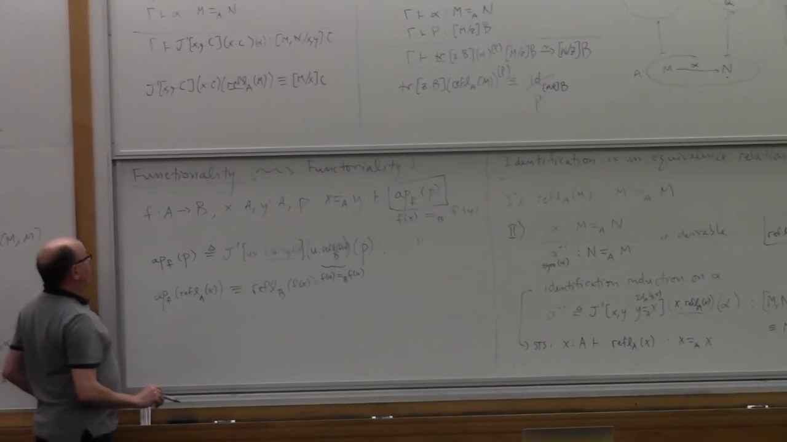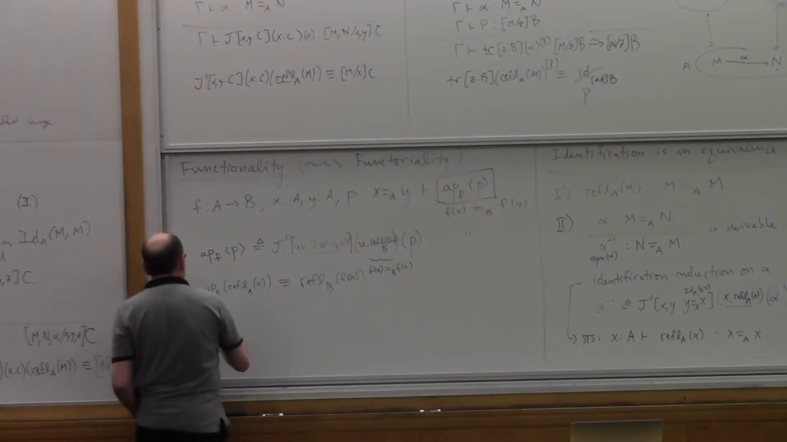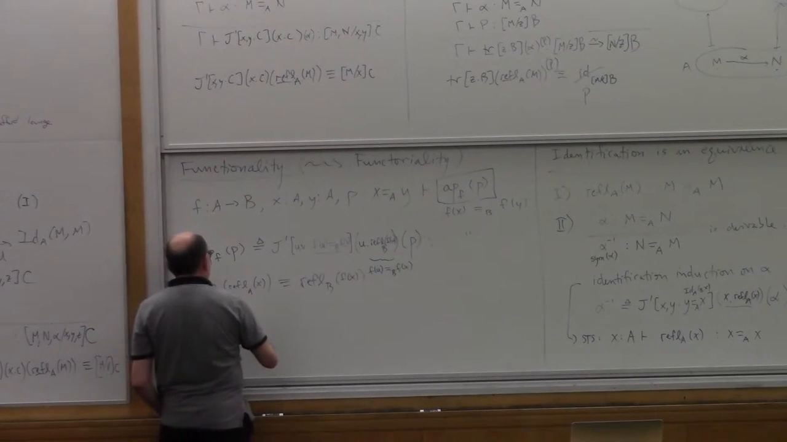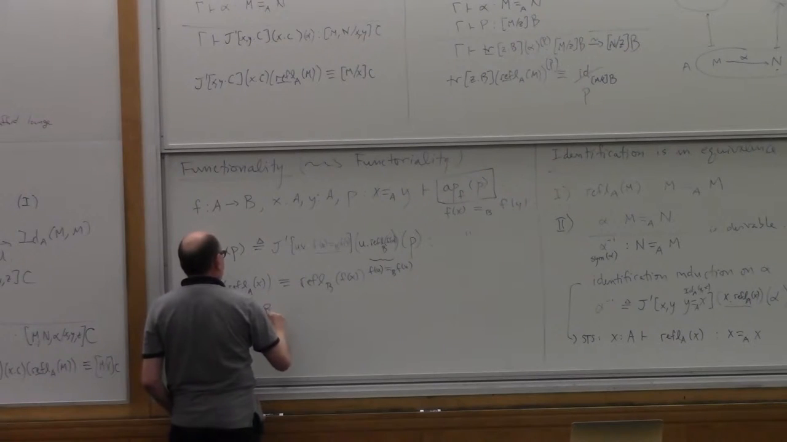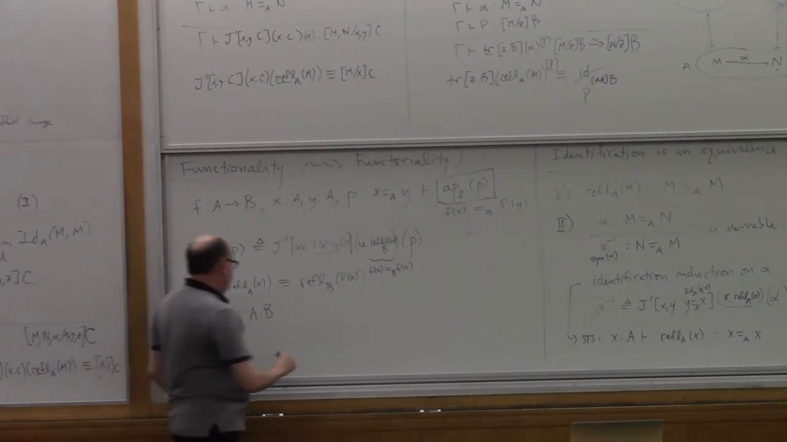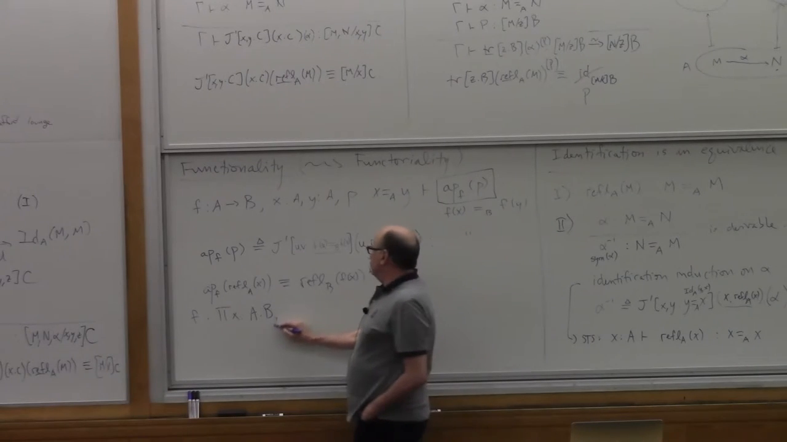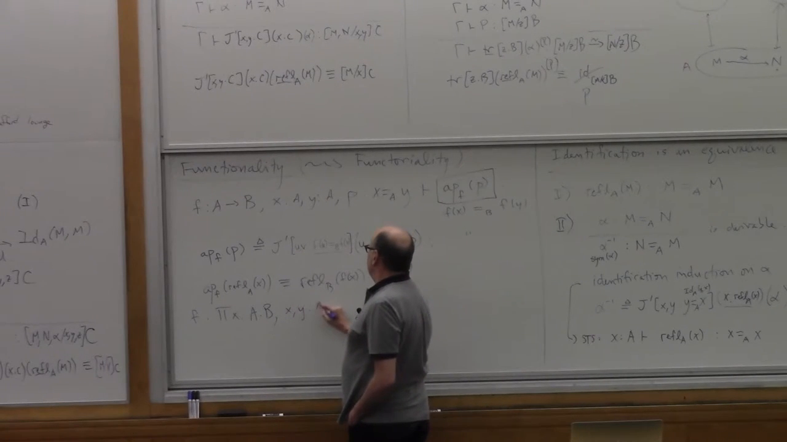Now, let's look at the more general case, which I, in an offhand remark, screwed up yesterday, and I explained in my email. What should the statement be if F is in pi x in A, B, the product type, and I have x and y in A, for which I have an identification P of x and y?